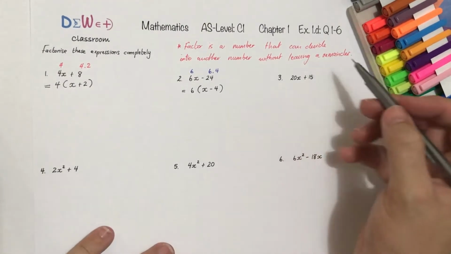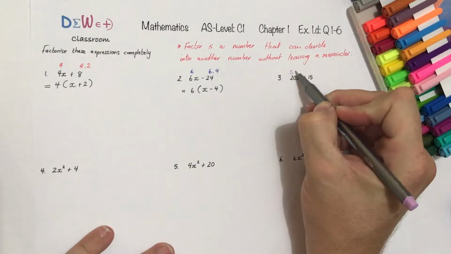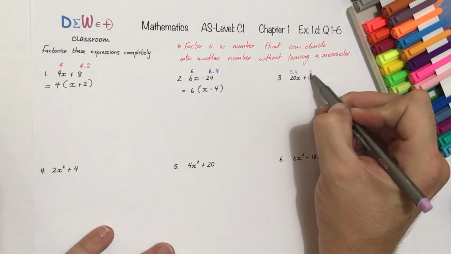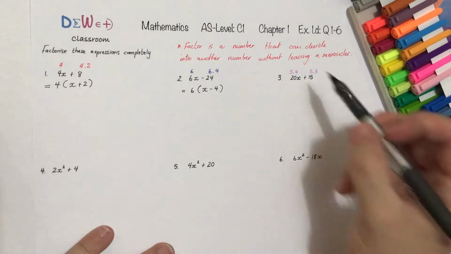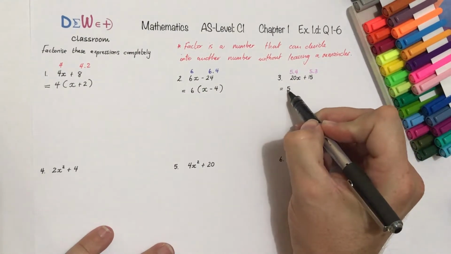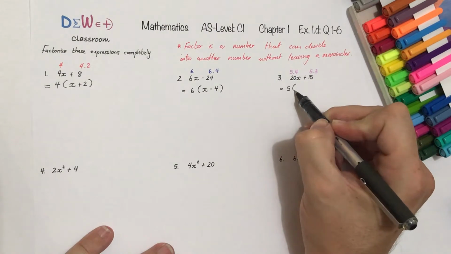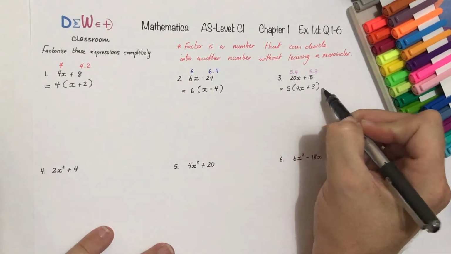When we go to question number 3, maybe we can look at 10, but I think the best bet would be 5. So here we have 5 times 4, and here we have 5 times 3. When we look at these two, it means we can take out the common factor of 5. We will be left with 4x plus 3.